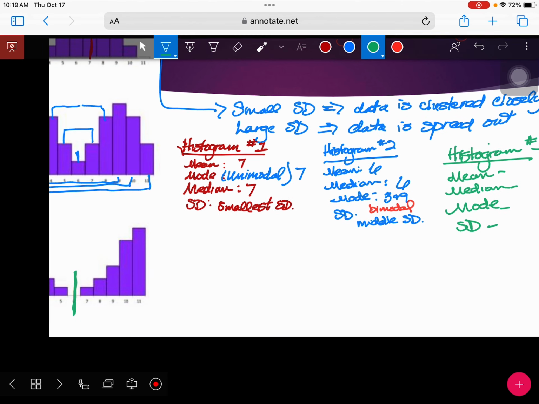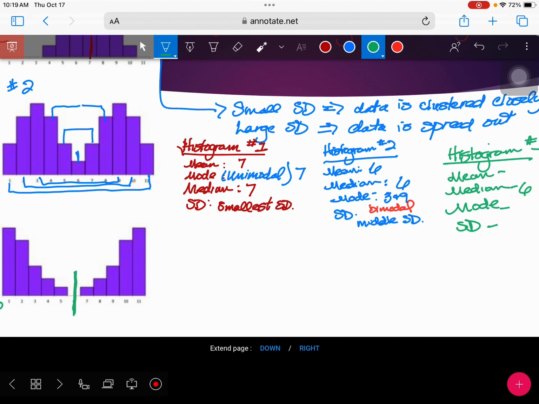So let's extend this out. Median is 6, so what's my mean? It is also 6 because this is symmetric. It's the same on both sides.